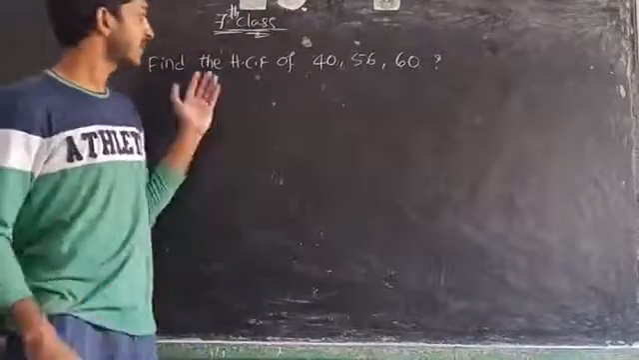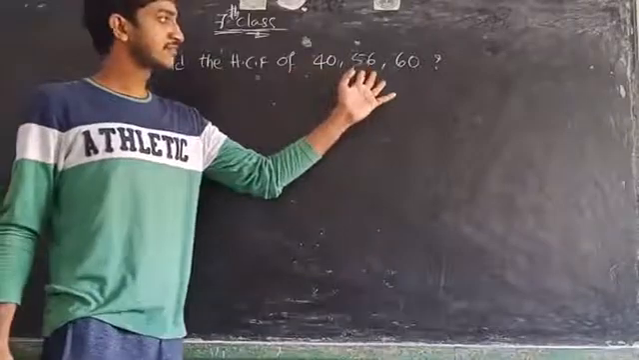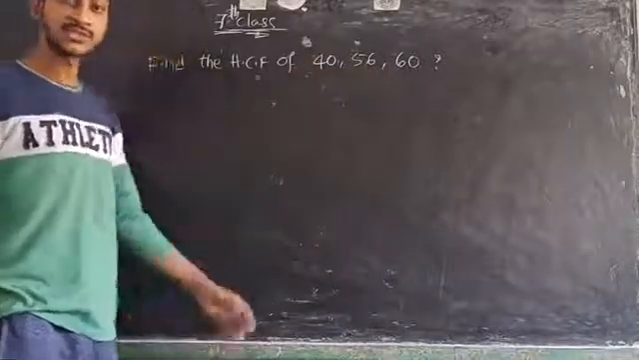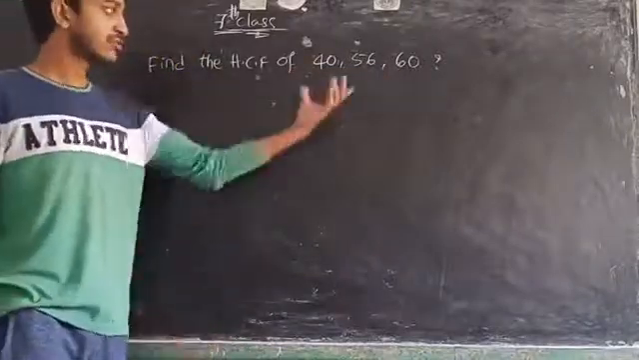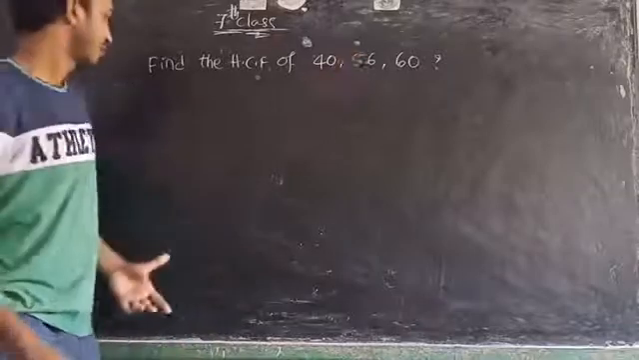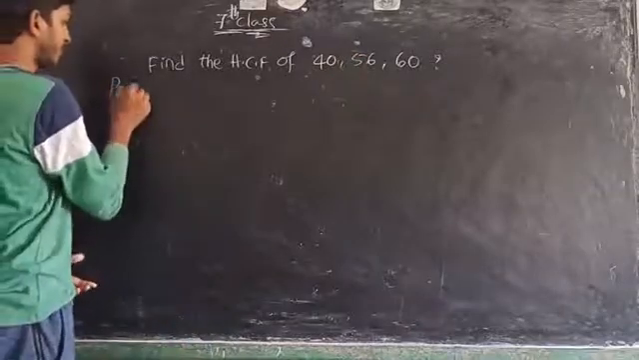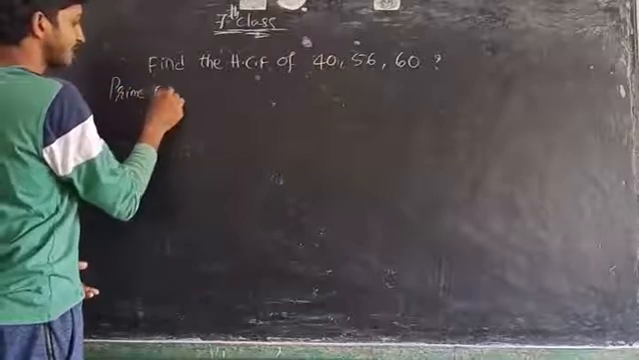Okay children, see this: find the HCF of 40, 56 and 60. Now we have to find the HCF by using these two methods. The first one is the prime factorization method.